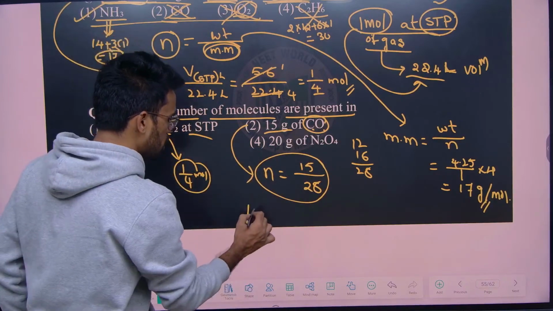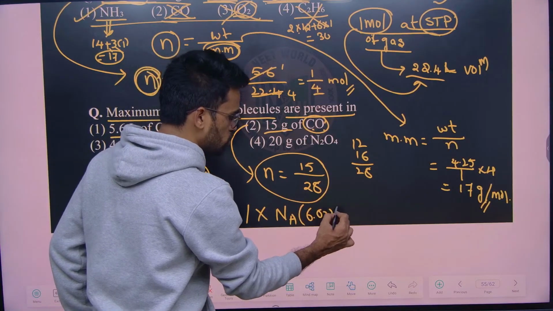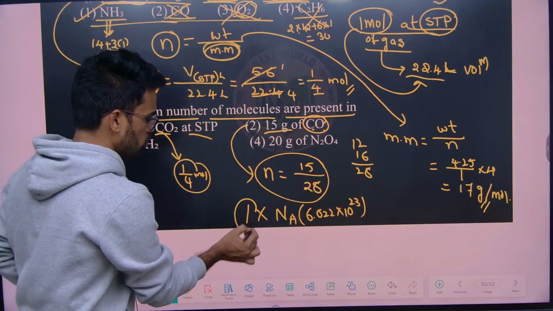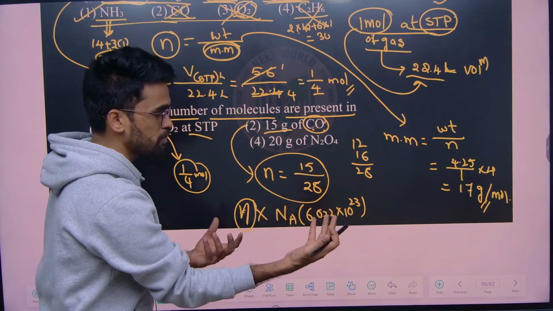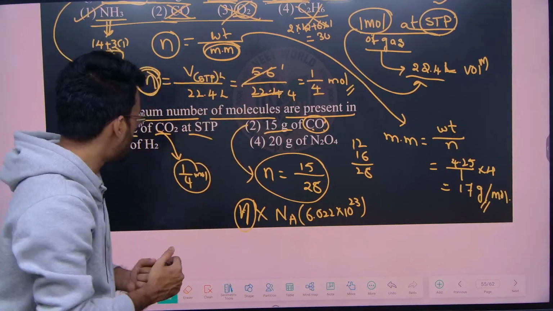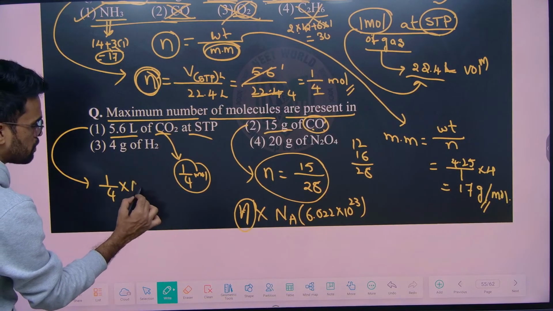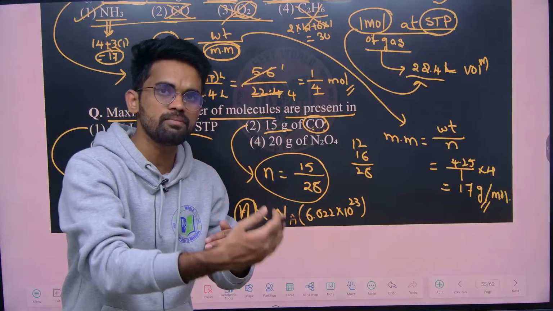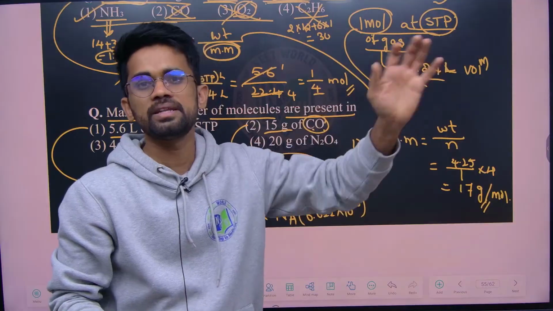Okay. So 1 mole contains Avogadro number of particles. What do we mean by Avogadro number? 6.022 into 10 power 23 particles. So first find how many moles, then multiply with Avogadro number. It is simple: more the number of moles, more will be the molecules. For example here, how many moles we got? 1 by 4 mole we got, multiply with that Avogadro number. Like this, for every option you need to calculate the number of moles first and multiply that with Avogadro number. So greater the number, greater will be the molecules.